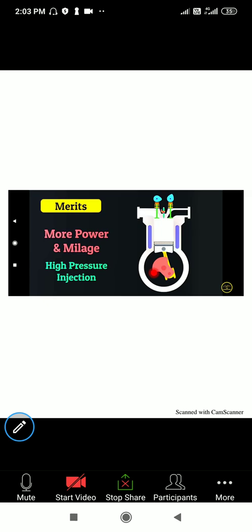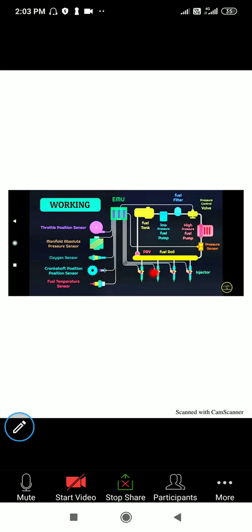Whatever fuel you are using, that fuel is completely burning by this system. And then high pressure injection is generated by adding the extra fuel which is reserved in the tube or the pipe, by which the pressure of the injector doesn't drop because continuous fuel is supplied to the injector by means of the common rail, as well as the pump. So this is the advantage of the common rail injector.